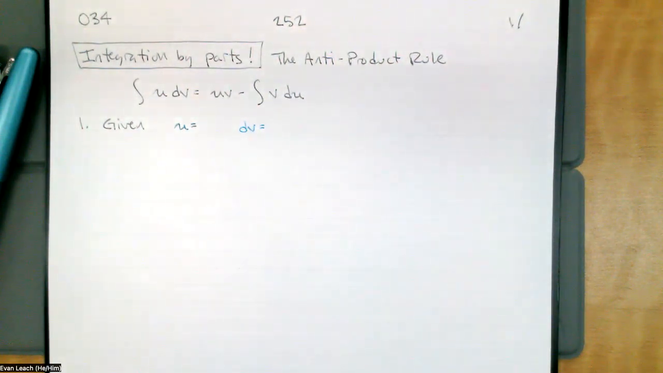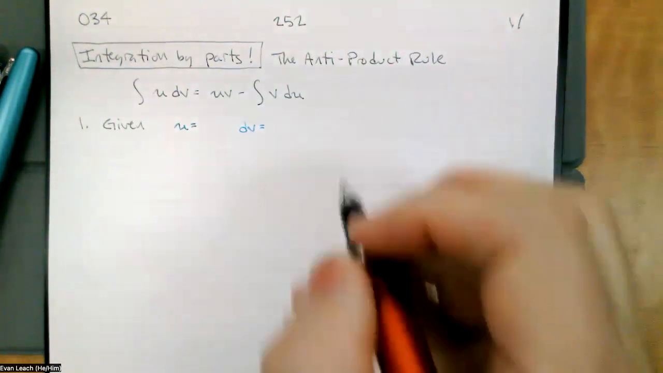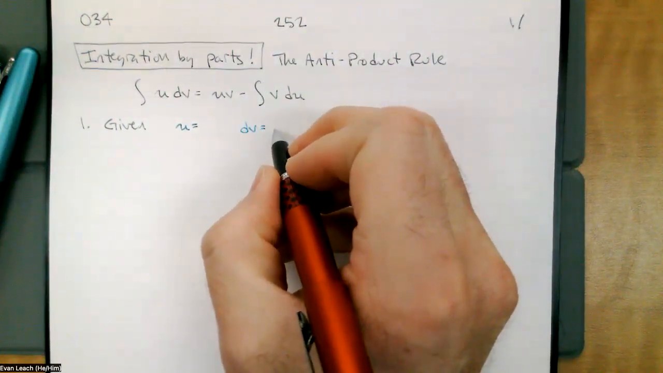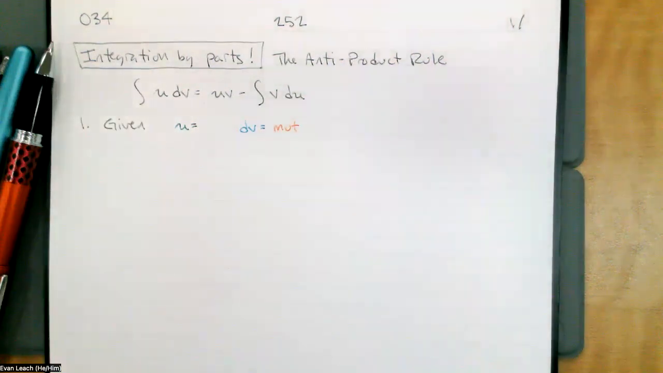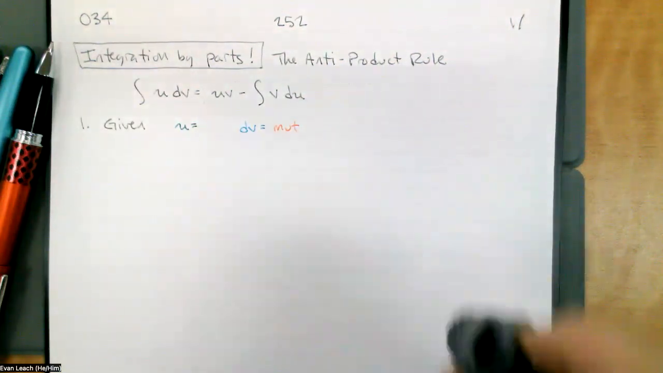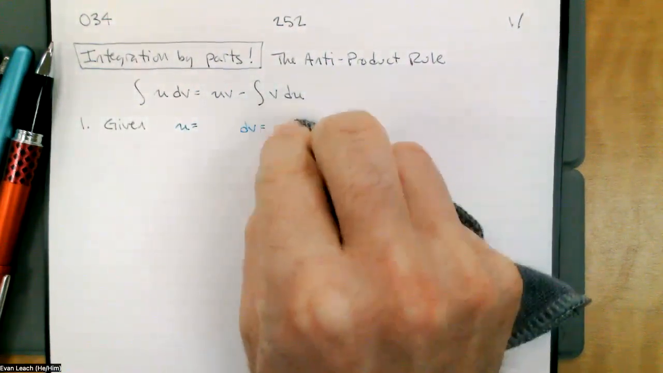This is a choice that we're making. The only thing that we have to remember is that dv needs to be something we can integrate. dv must be an integral that we know. That's the only rule we got right now. Must be something we know the integral of. Oops, I spelled must wrong. This is what happens when I have 8 o'clock classes.